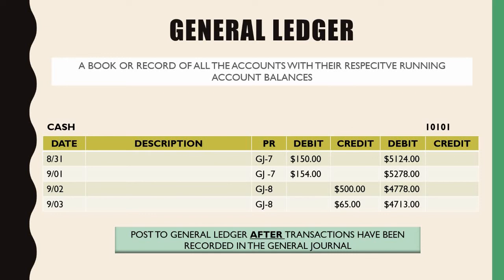They do the same thing. You're still posting the same thing, where your journal entry is going to be entered in here as well. You're going to copy everything from the journal, but the only difference is you have those extra 2 columns to create your running balance. Okay?